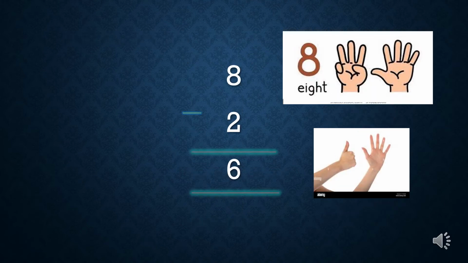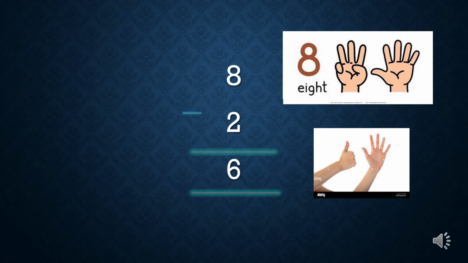Here's another sum of subtracting vertically. The sum is 8 minus 2. So you can open 8 fingers on your hand. You have to use both hands in this case. And then you can just close 2 fingers. The answer you get is 6. 6 will be the fingers that are going to be left after closing 2 fingers.